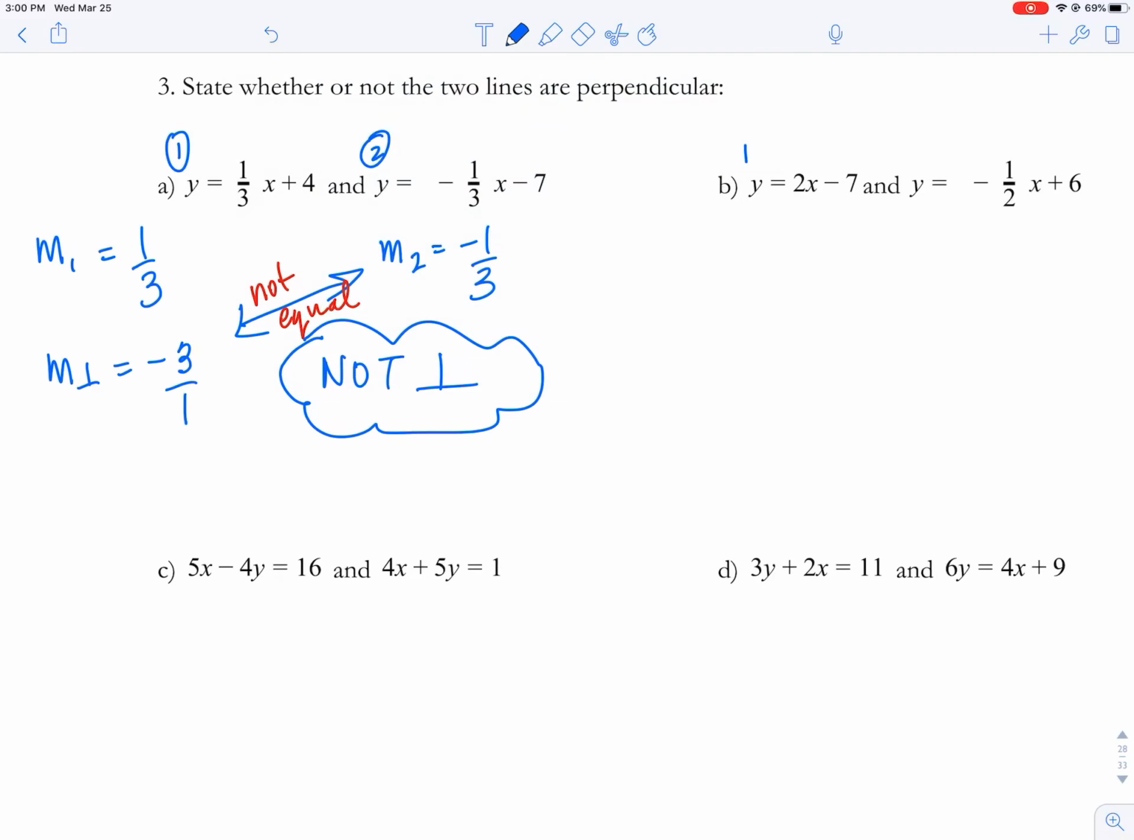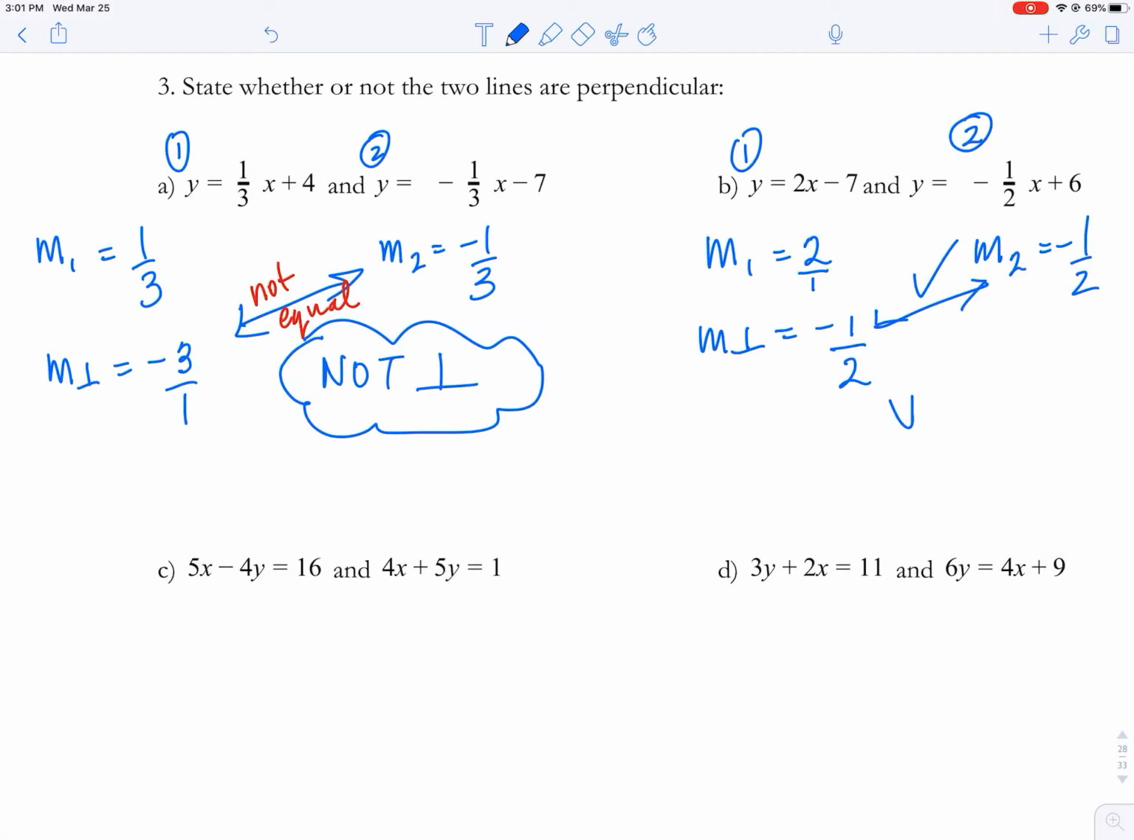For B, same thing. The slope of the first one is 2, so the perpendicular slope would be negative, that was 2 over a ghosty 1, negative 1 over 2. But our actual second slope, hey, it's negative 1 over 2, so they are equal. So yes, these guys are perpendicular.